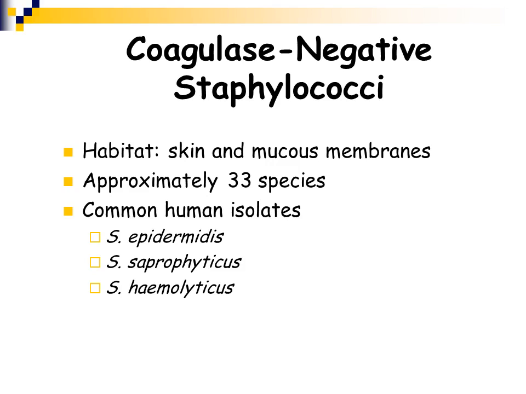The habitat of the Coagulase-Negative Staphylococci is similar to that of Staphylococcus aureus, where it can be normal flora of the skin and the mucous membranes. There are approximately 33 species that include the Coagulase-Negative Staphylococci, and the common human isolates are Staphylococcus epidermidis, Staph saprophyticus, and Staph hemolyticus.